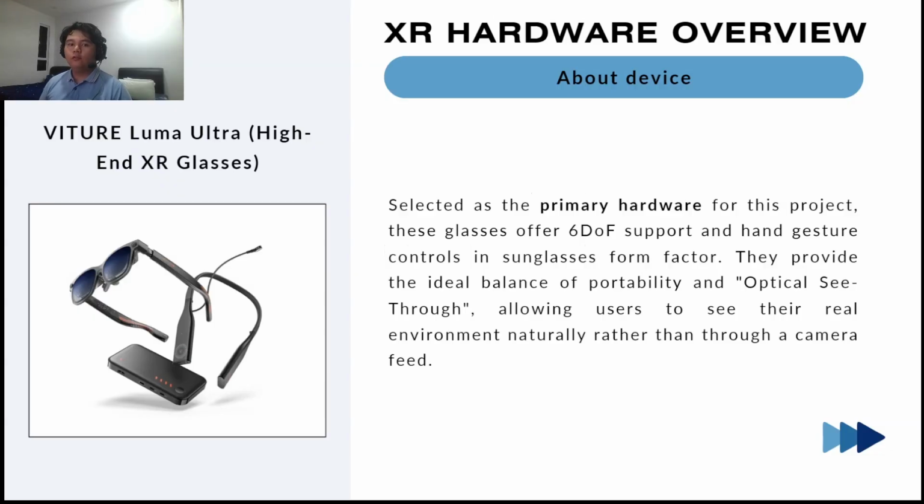And lastly, we have Future Luma Ultra. It is a high-end XR glasses. So this hardware is selected as the primary hardware for this project, since these glasses offer 6 degree of freedom support and hand gesture control in sunglasses form factor. They provide the ideal balance of portability and optical see-through, allowing user to see their real environment naturally rather than through a camera feed.